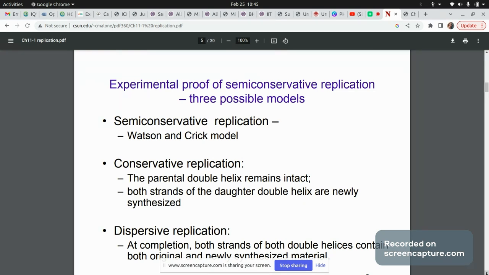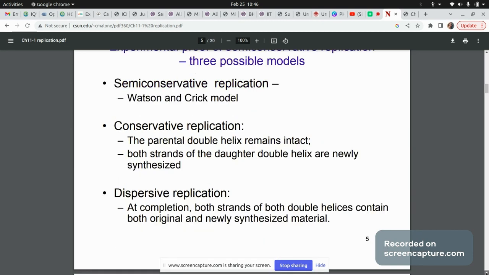Second, conservative replication. In this model, DNA replication results in one molecule that consists of both original DNA strands and another molecule that consists of two new strands. This mode does not exist in biological organisms. Third, dispersive replication. In this model, DNA replication results in two DNA molecules that are mixtures or hybrids of parental and daughter DNA. Each individual strand is a patchwork of original and new strand. This model also does not exist in biological organisms.